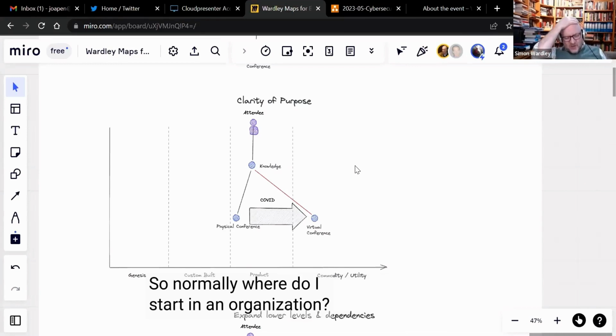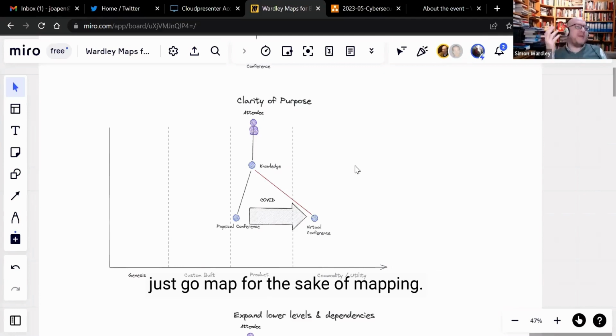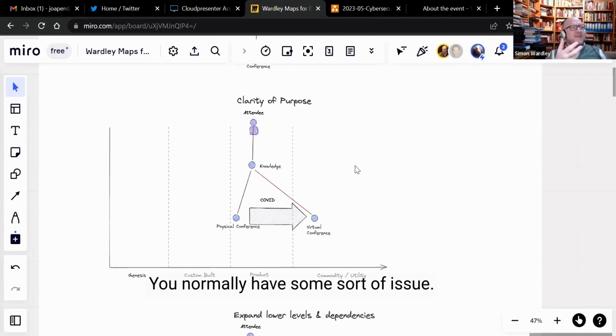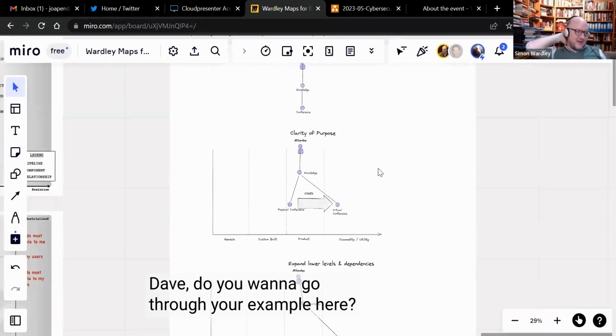So normally, where do I start in an organization? I can start anywhere, but normally you start with a problem. You don't just go map for the sake of mapping. You normally have some sort of issue, so you start mapping around that space. So that's my super quick introduction. There we are. Dave, do you want to go through your example here?